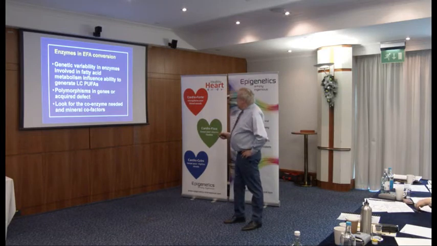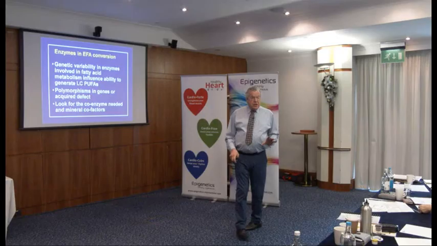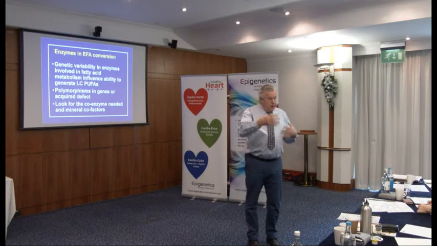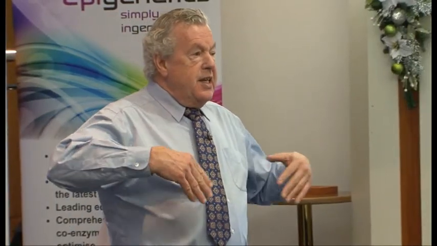Genetic variability in enzymes involved in fatty acid metabolism influences the ability to generate these long-chain fatty acids. Polymorphism in the genes, and look for the coenzymes and mineral cofactors needed. So each of the enzymes has cofactors and coenzymes. In other words, coenzymes are vitamin Bs, like pyridoxal 5-phosphate. Cofactors are going to be zinc and magnesium, the usual friends there. But the important thing is, does the enzyme express itself enough?